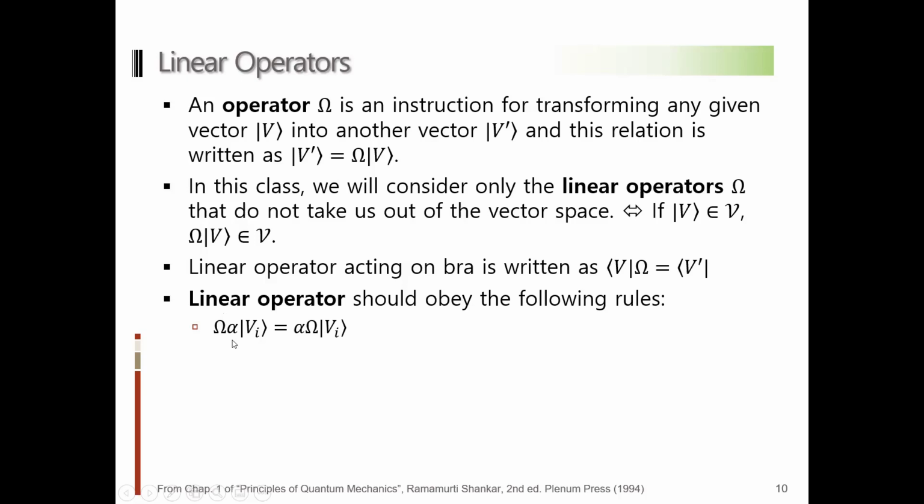The first thing is, if the input is scaled by a factor of alpha, then the result will also be scaled by the same factor of alpha. That sounds very reasonable. Another requirement is that if the input is a linear combination of two things, then the output will also be scaled by the same factors, and their addition will still be maintained. So these are the two conditions for the linear property.